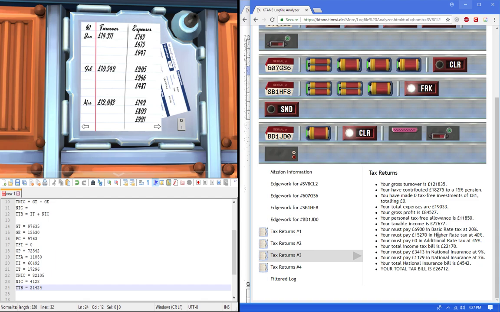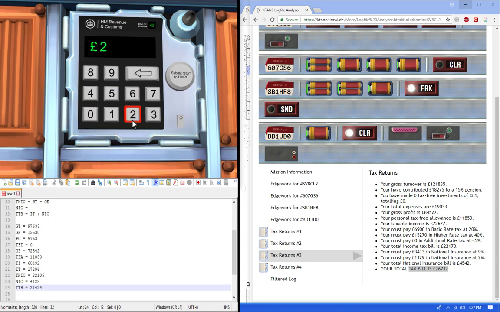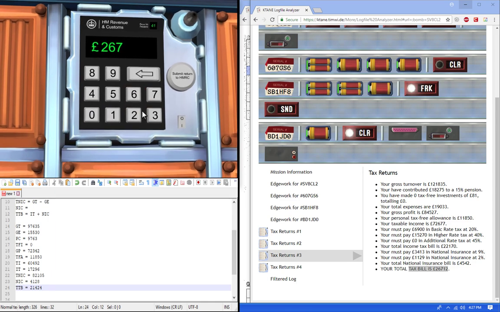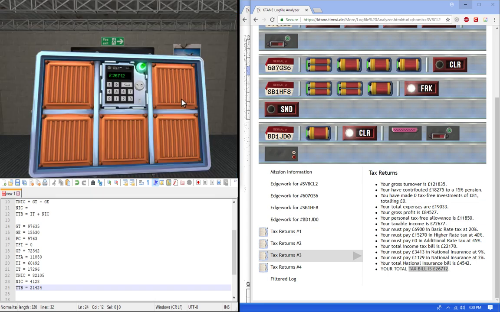Take our income tax, which is our 22,170. Apparently that's the total amount of income tax. I read that wrong. And add that to our 4,542 of national insurance bill, and our total tax bill is 26,712. So we toggle this, we have, oh boy, 26,712. Submit it. And that's a solved module.